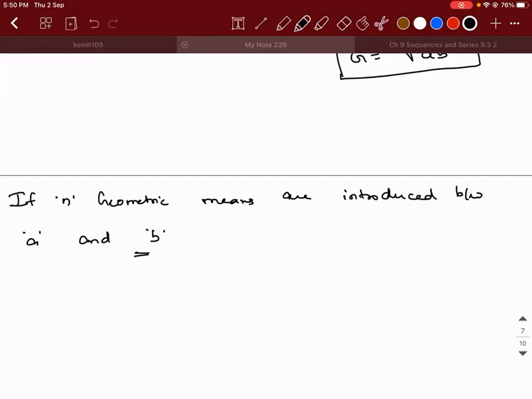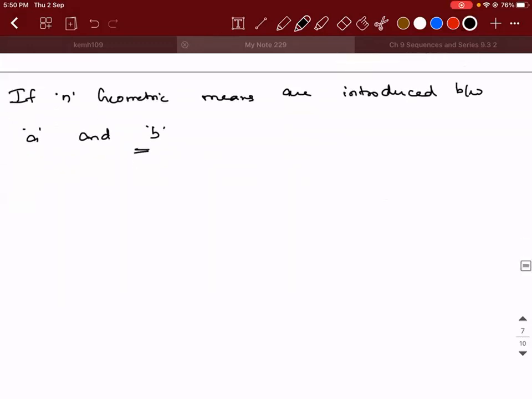In a similar way, if I give you the numbers A and B, then I ask you to introduce G1, G2, so on till Gn. Then what should we find? You know the first term. So for you to write any geometric progression, what are the two required parameters? One is the first term and the second is the common ratio. Now we'll find the common ratio in terms of n.